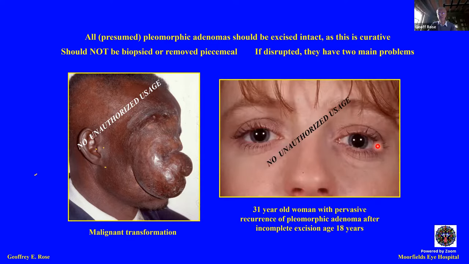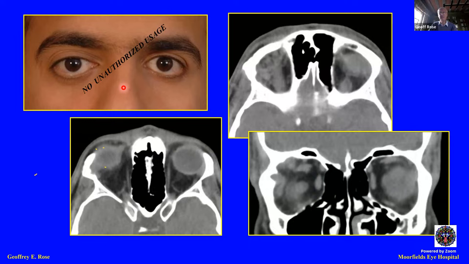And the second problem is they can get benign recurrences, and they're typically lots and lots of little peas scattered throughout the orbital fat. This girl presented about 13 years after she'd had a disrupted pleomorphic adenoma, and it was throughout her orbit. Just to show you an example, a patient was sent to me about 6 years after they'd resected a pleomorphic adenoma. And you can see these lots of little peas, almost like lentils or dried peas, throughout the orbit.